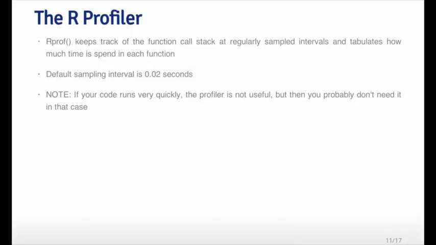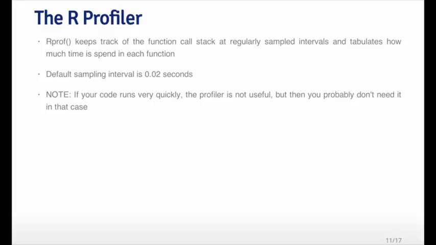So the Rprof function keeps track of the function call stack at regularly sampled intervals. As your function is running, it queries the function call stack, meaning how many functions call other functions, and it just prints it out. All it does is print out the function call stack at very quick intervals, about every 0.02 seconds.